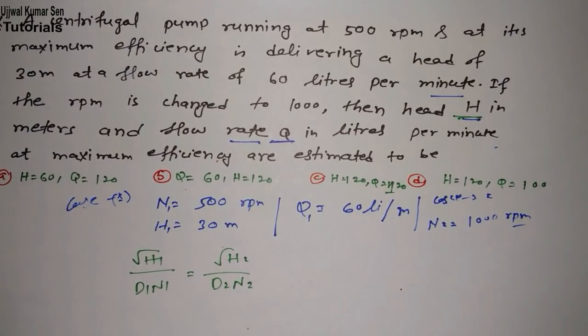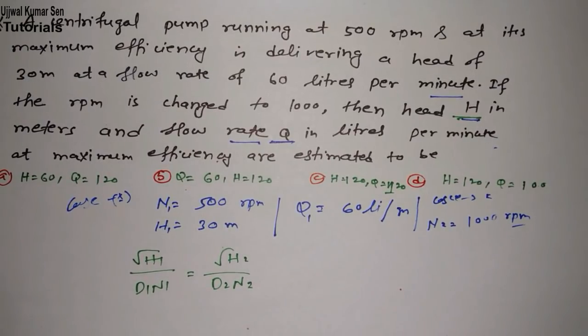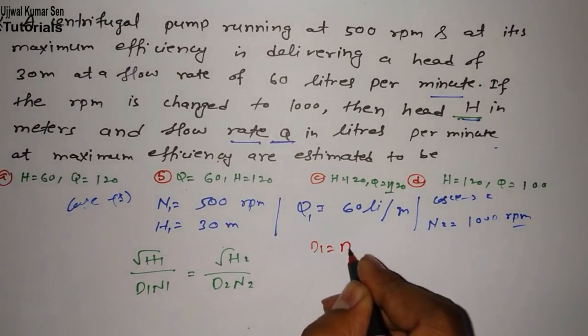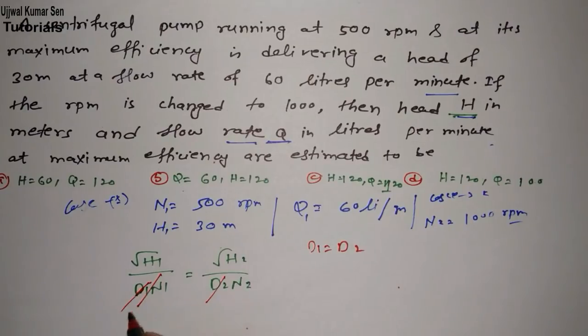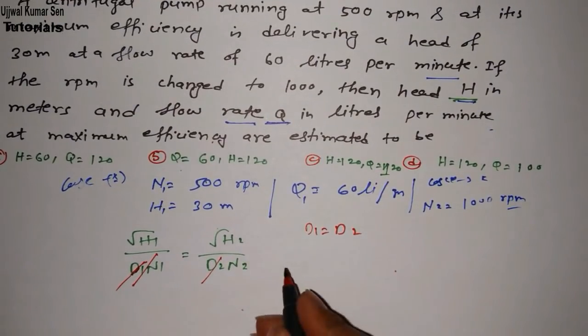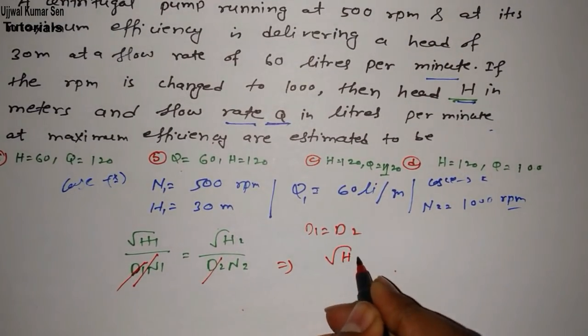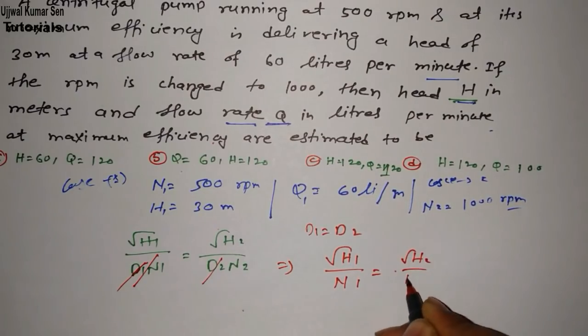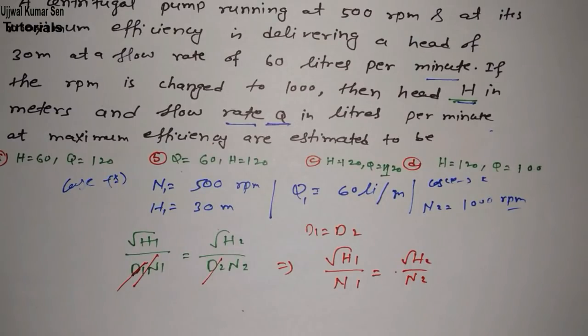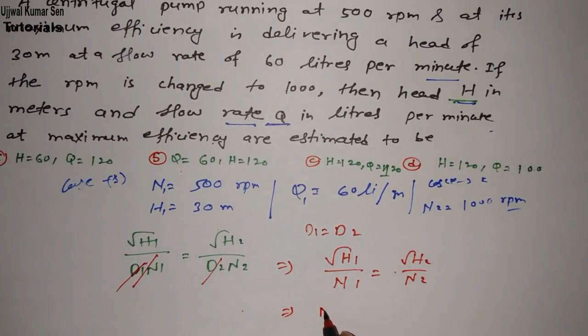That means for case 2 also the diameter would be the same. So from these two data we can say that d1 is equal to d2. Therefore this d1 and this d2 will cancel out. So what we got here is root under h1 by n1 is equal to root under h2 by n2. Further simplification we can get the answer. So just do cross multiplication.